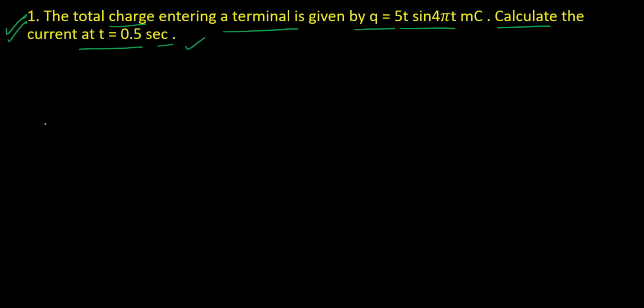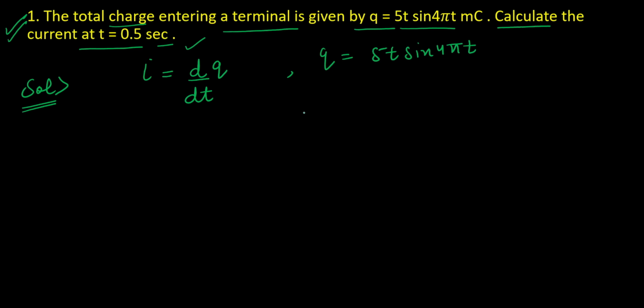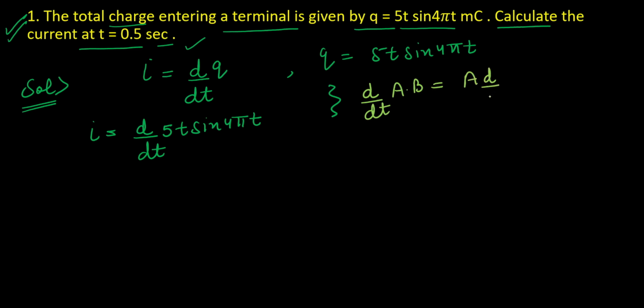As we know, current I is equal to dQ/dt, the rate of change of charge. Q is given to be 5t sin 4πt millicoulombs, so I becomes d/dt of 5t sin 4πt. We know that d/dt of A times B is equal to A times the derivative of B plus B times the derivative of A.